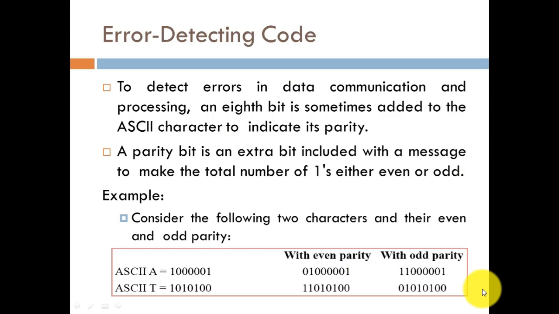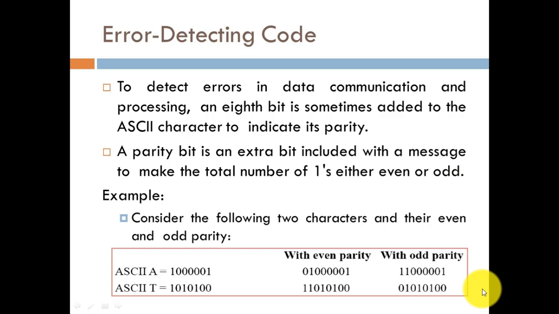In a similar manner, ASCII T would have been represented with this particular code, and if we have to make it with even parity, we have to count its total number of ones: 1, 2, 3. So there are an odd number of ones and we have to make it even parity, so again we have to add this 1, so that the total number of ones turns out to be even.